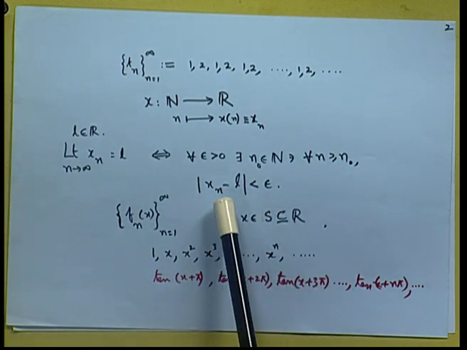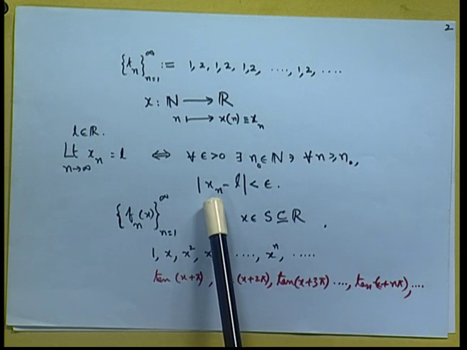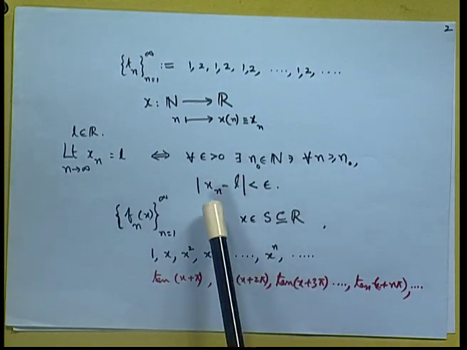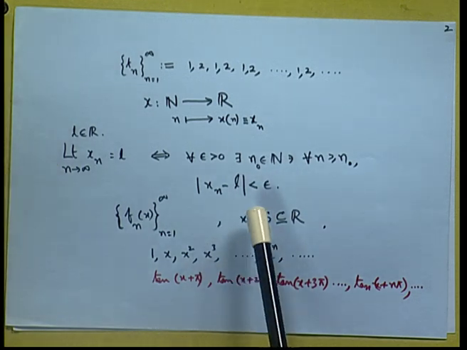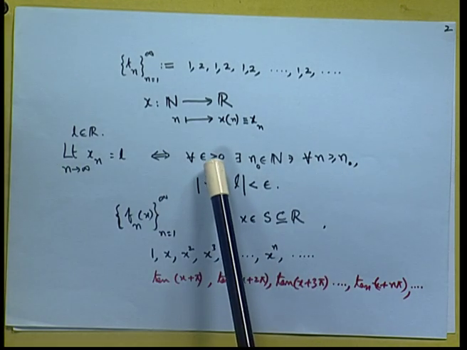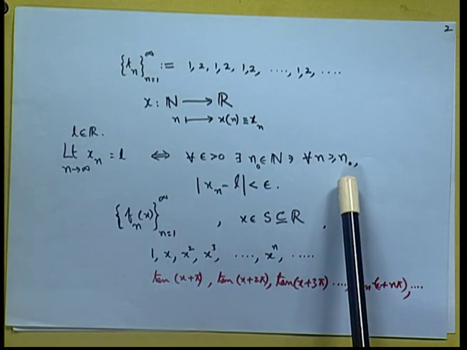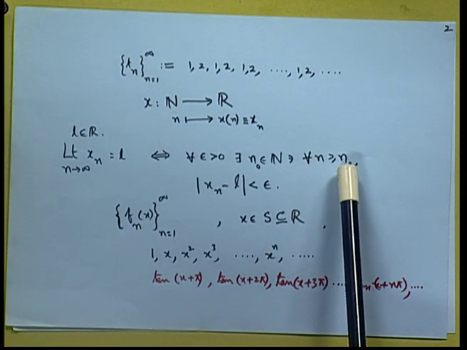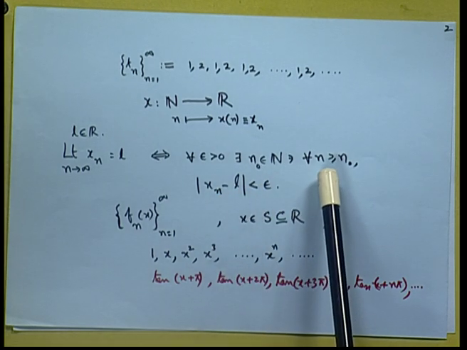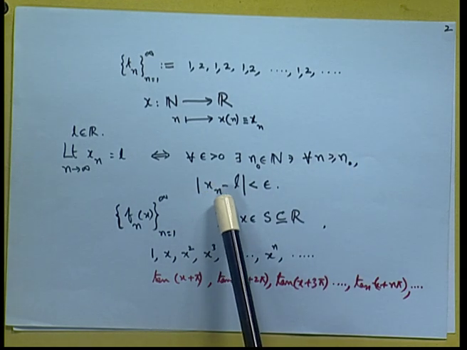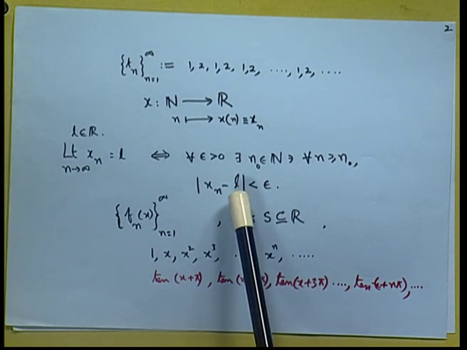This essentially means that, leaving a few values of n, all other xn's must be within a distance of epsilon from L. If you take a sequence xn, with values x1, x2, x3 and so on, and you take an arbitrary positive value epsilon, then for that epsilon, if you can choose a natural number n naught such that for all n greater than or equal to n naught, the corresponding xn values are at most at a distance of epsilon from L. They must be within a distance of epsilon from L.